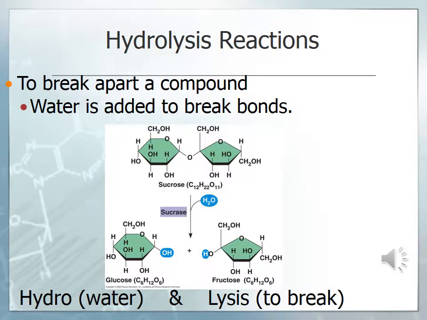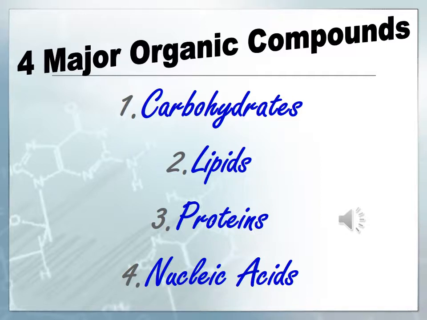Hydrolysis reaction means to break apart a compound. So hydro meaning water, lysis means to cut. Water is added, so you notice that we have sucrose and water. Water is added with the sucrase, the enzyme, and the water splits apart. So now we have glucose and fructose. We have an OH on the glucose, and we have an H on the fructose. So the water was split. It was a polymer, now it's two monomers. So hydrolysis means using water to split the reaction. The four major organic compounds that you need to get memorized are carbohydrates, lipids, proteins, and nucleic acids.